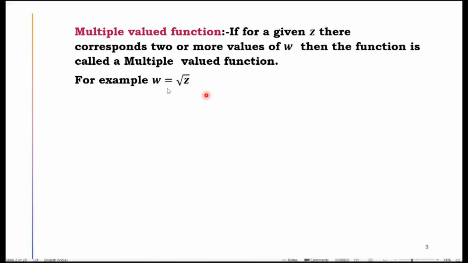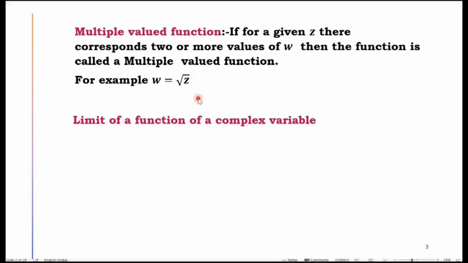So we will get 2 values for w for a single value of z, because w square, if it is equal to 1, then w is equal to plus or minus root of 1. So we will get 2 values for that. That is why it is said to be a multiple valued function. But in this whole chapter, we are going to consider only single valued function.